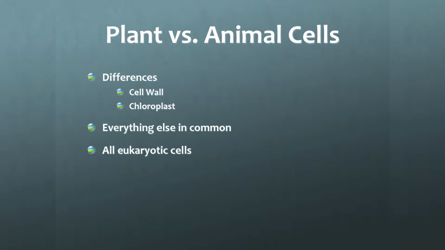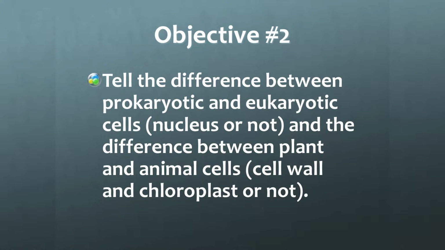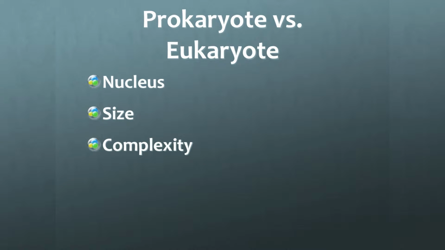Let's actually get to that word. So your second objective is to be able to tell whether a cell is prokaryotic or eukaryotic, and to tell the difference between a plant cell and an animal cell. So we just took a little bit of time going through plant cells and animal cells. But let's start with prokaryote versus eukaryote, and then we'll come back to it.